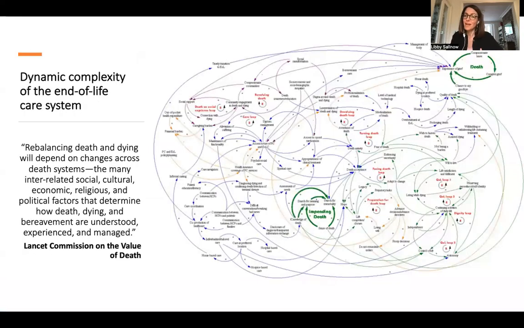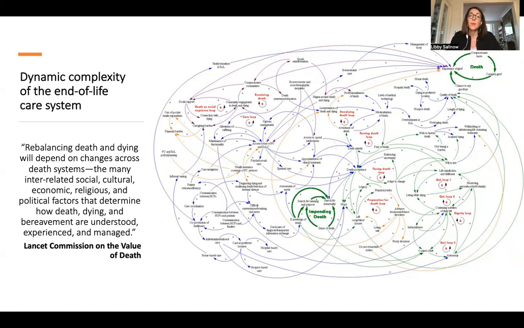Now, this is a map, again, not meant to be examined in detail, but meant to show a picture of what that complexity in the end of life care system, or death, dying and grieving, looks like, and why the idea that if we simply get opioid availability right, or if we simply get people having more conversations about death and dying, the system will change. We need to have multiple interventions, understanding the complexity of what influences how, where, why people die.